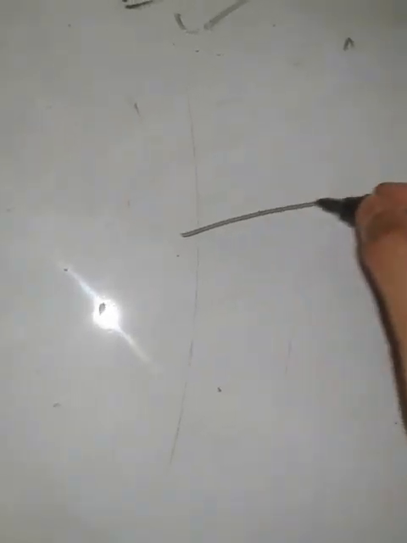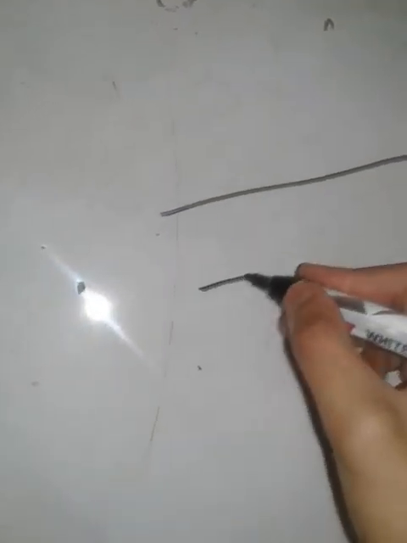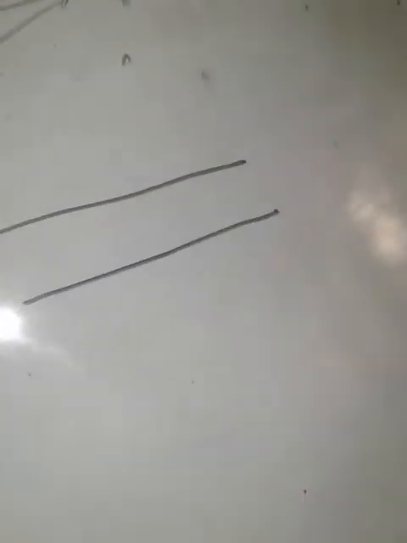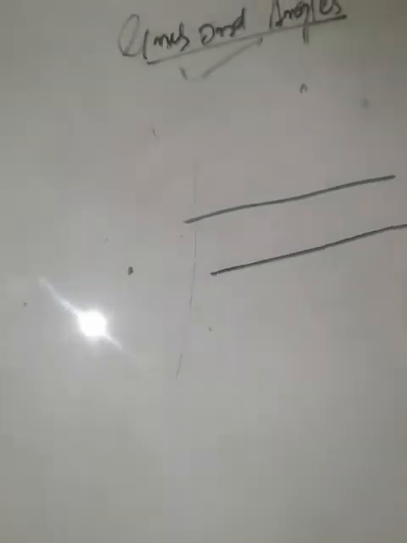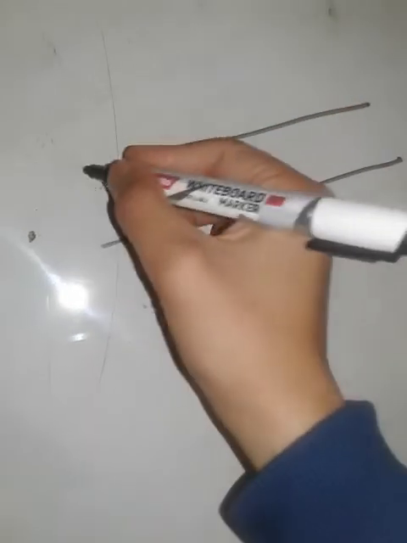Two lines are said to be parallel if they will never meet if produced backward or forward. For example, these lines, if we produce them backward or forward, they will never meet. So two lines are said to be parallel if we produce them backward or forward and they will never meet. These are known as the parallel lines. You know the definition of the parallel lines.